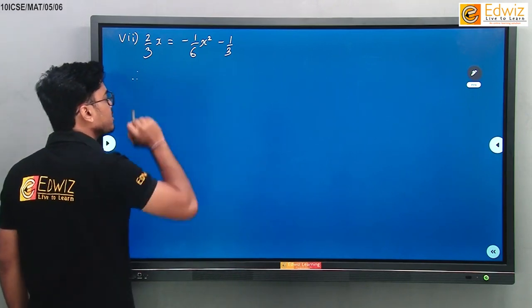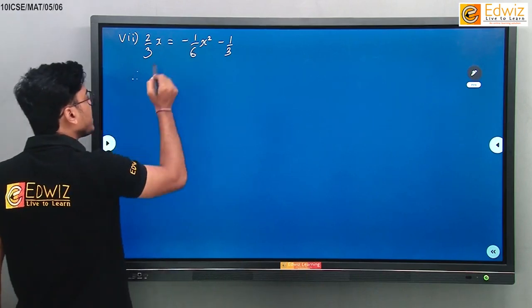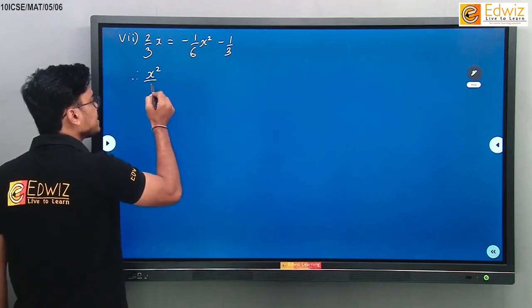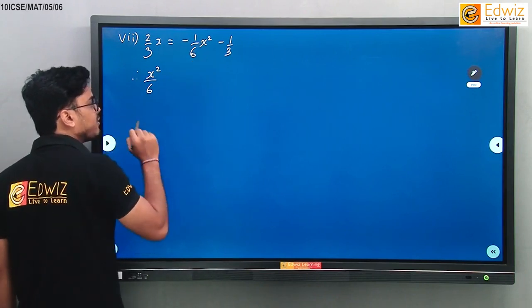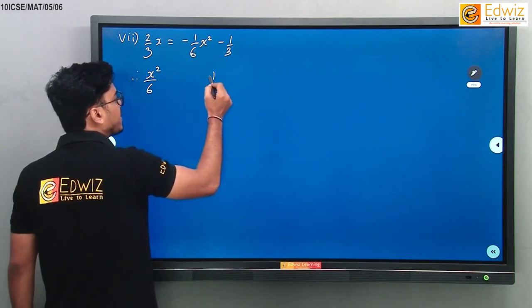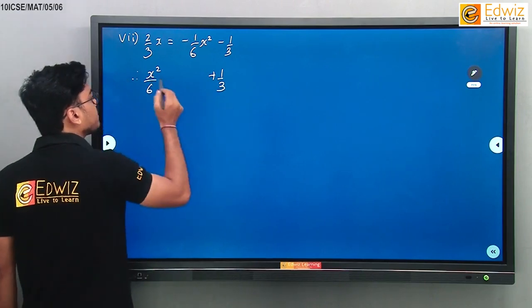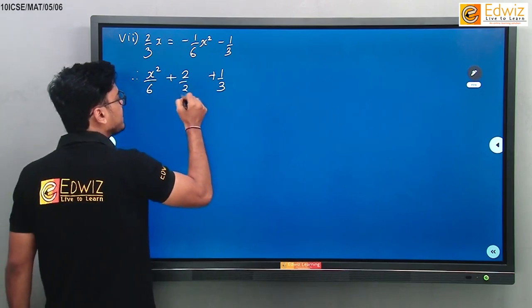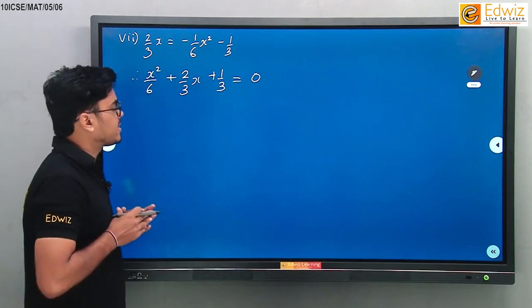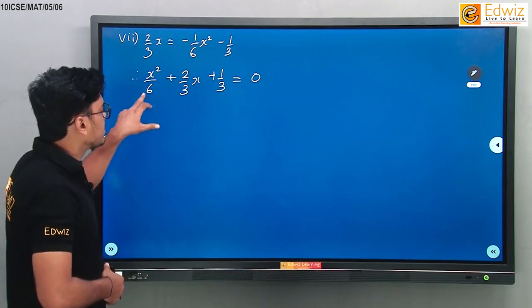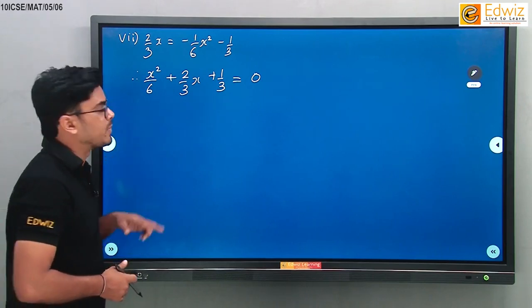We will take both these terms to the left. So it will become positive x square upon 6, minus 1 x square was there, so x square upon 6 became positive. Then positive 1 by 3 and in the middle positive 2 by 3x, and on that side only 0 is left. This is the equation. Here what we can do is take the LCM of all the denominators.